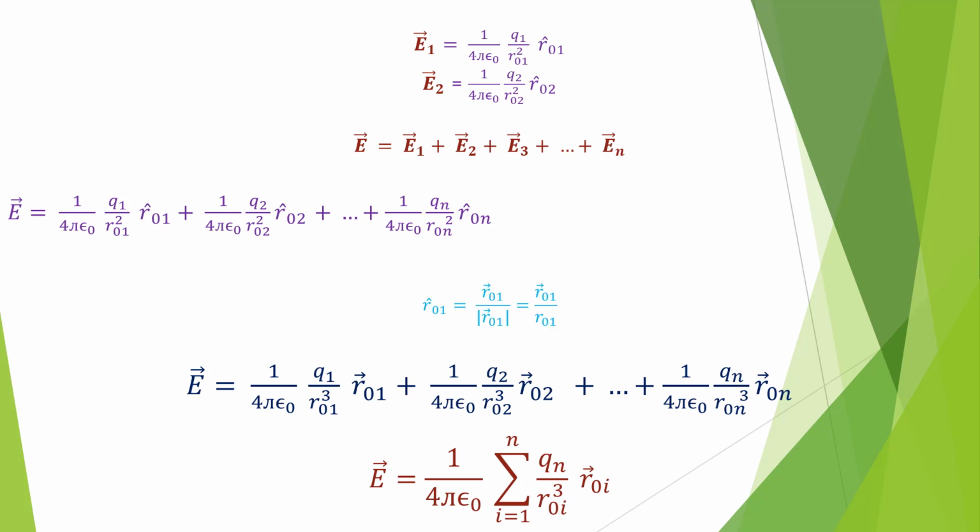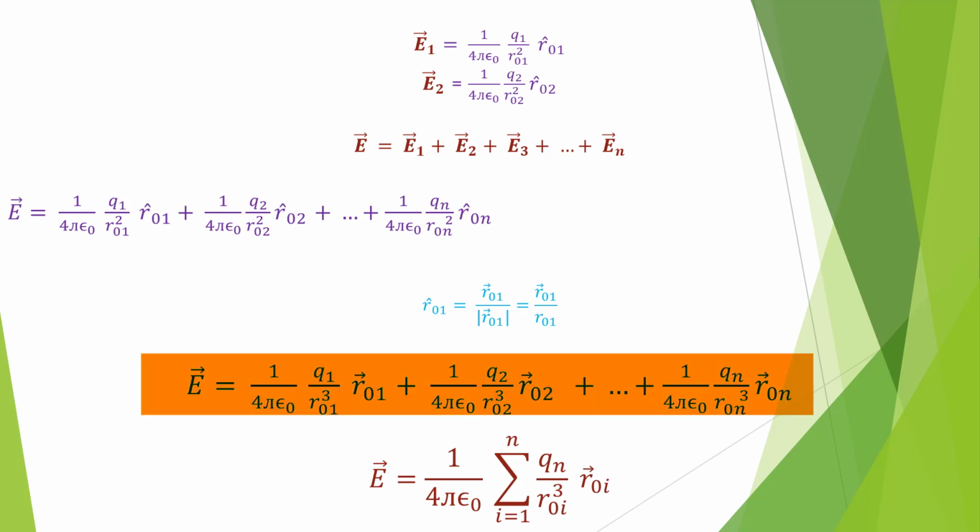Here vector E equals 1 upon 4 pi epsilon naught Q1 upon R naught 1 cube vector R naught 1 plus 1 upon 4 pi epsilon naught Q2 upon R naught 2 cube vector R naught 2 up to 1 upon 4 pi epsilon naught Qn upon R naught n cube vector R naught n.